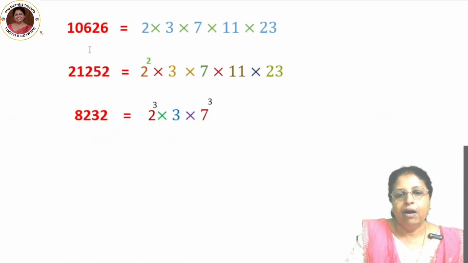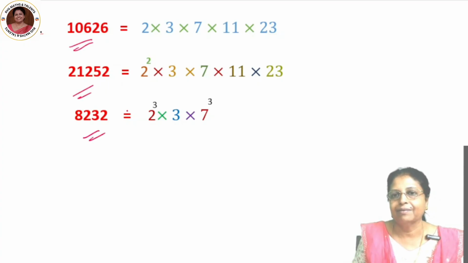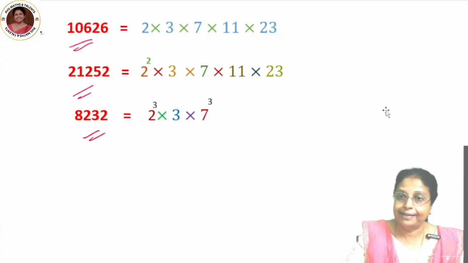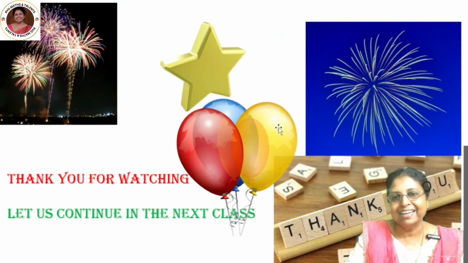See this. All these numbers are to be factorized. You just try that. Do this factorization on your own. You do this as homework. I think all of you understood this. It's very interesting, I think.